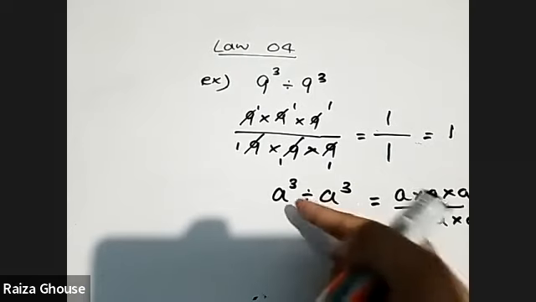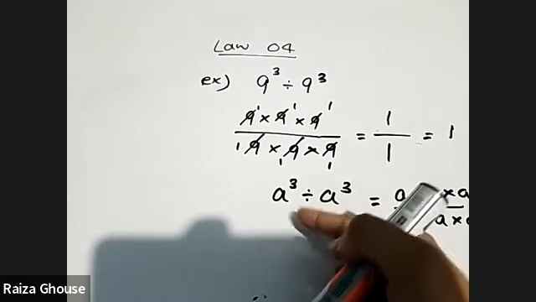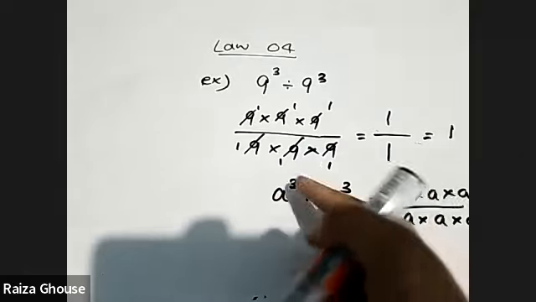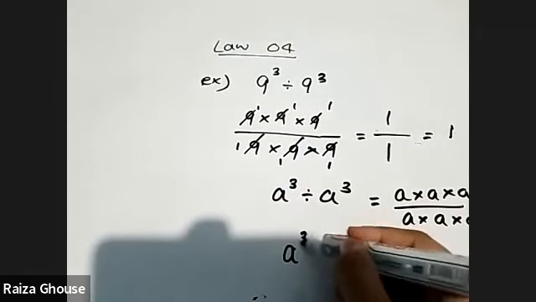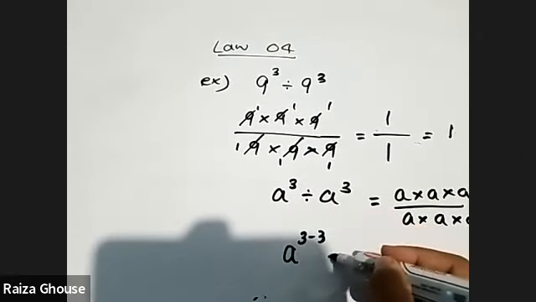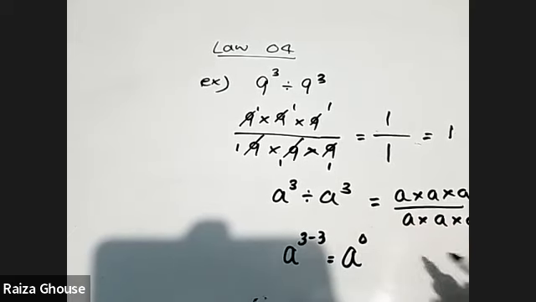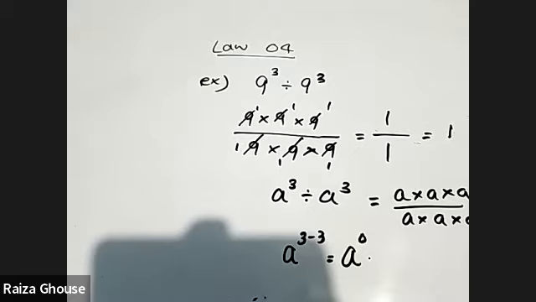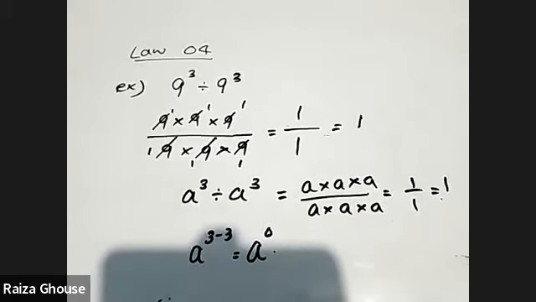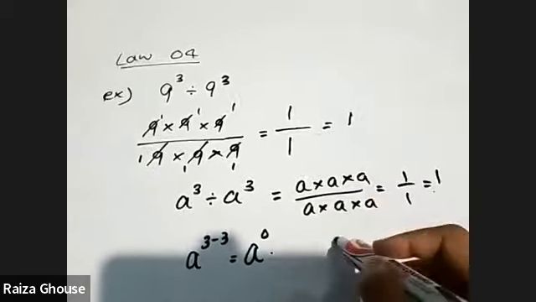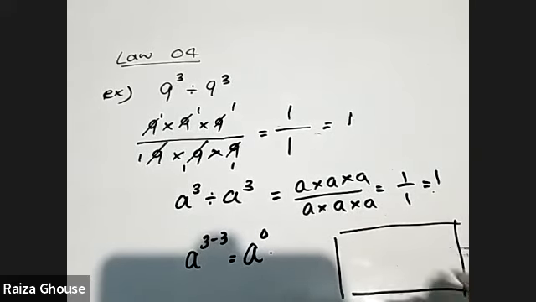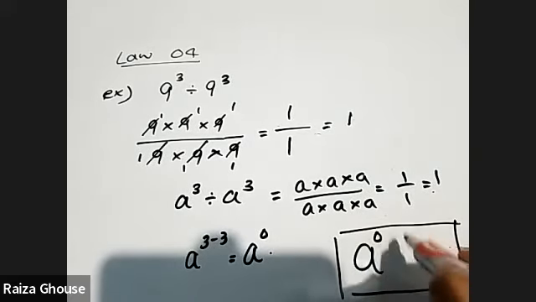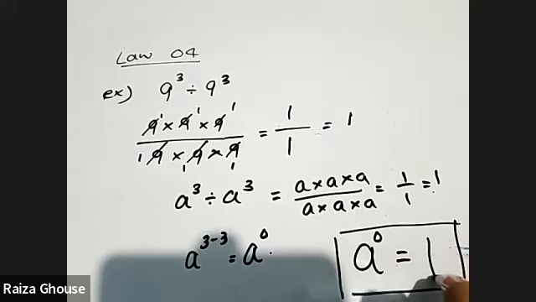So that means division. I taught you this one in the second law. Same base, different powers, you can subtract the powers. Then what do you get? A to the power 0. So A to the power 0 is equal to 1. Can you understand? A to the power 0 is equal to 1. So your fourth law is about the zero index power. A to the power 0 is equal to 1.